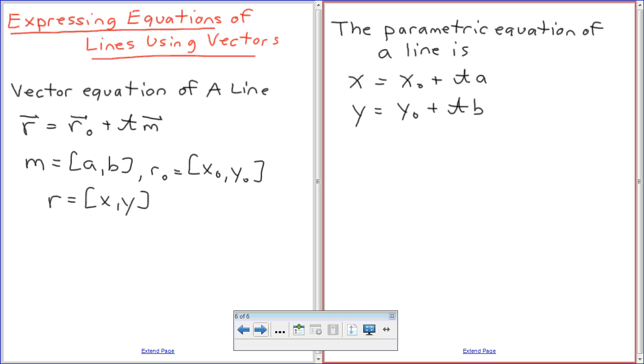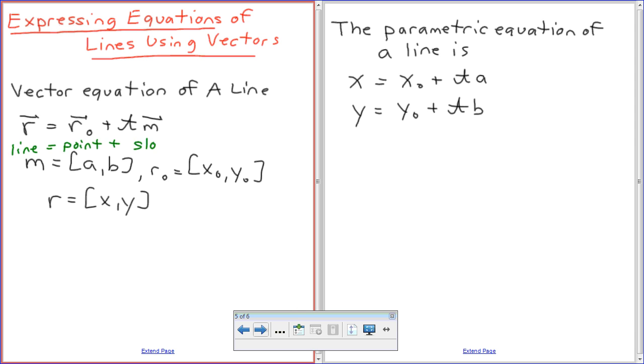Okay, so there are two ways we can express the equation. Number one is with just a general thing. So you have a point, plus you're going to add a multiple of the direction vector. That's what that says on the left-hand side. R naught is just a point. This is going to be your line equals point plus your slope. Okay, that's what that basically means.